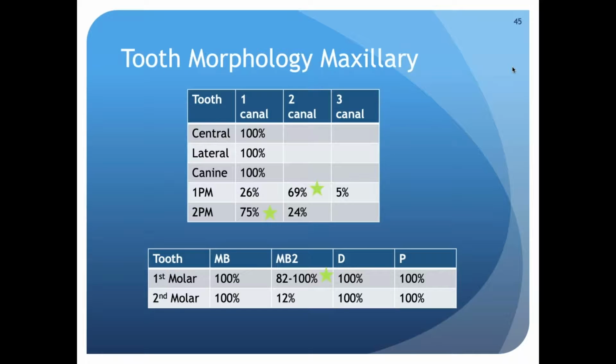The big one to take home on this one, and many of us should know, is the first maxillary molar. Again, depending on the study, MB2 should be present over 80% of the time. And I think most people would argue it's almost always there. It may not always be instrumentable all the way to the apex. It may end early, but you should be able to open it up and instrument it a little bit. So you should always be looking for that MB2.